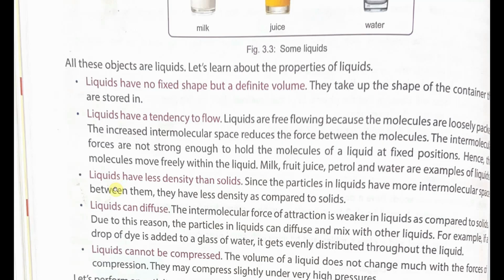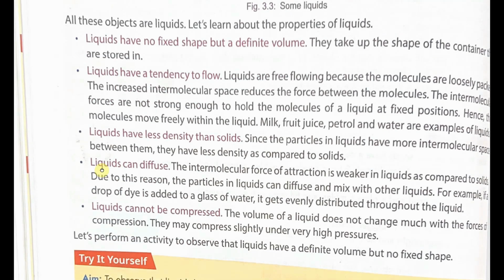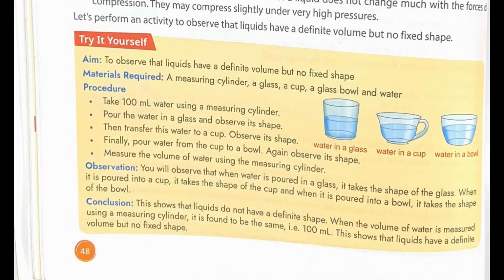Liquids cannot be compressed. The volume of a liquid does not change much with the forces of compression. They may compress slightly under very high pressures. So let's perform an activity to observe that liquids have a definite volume but no fixed shape. You would need a measuring cylinder, a glass, a cup, a glass bowl, and water.